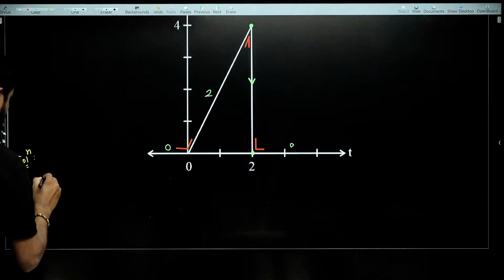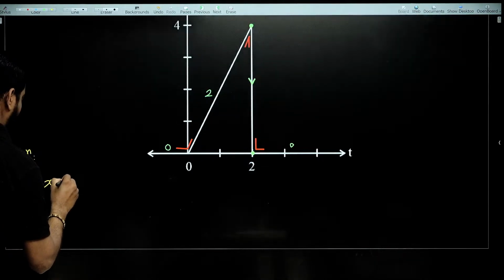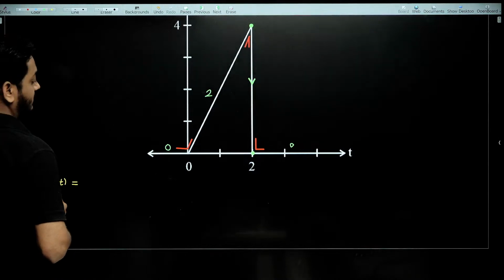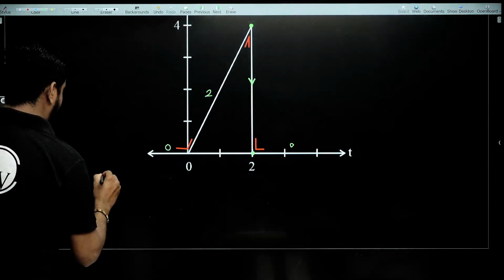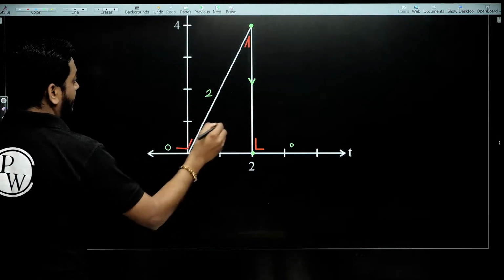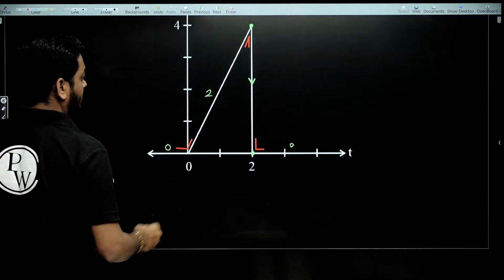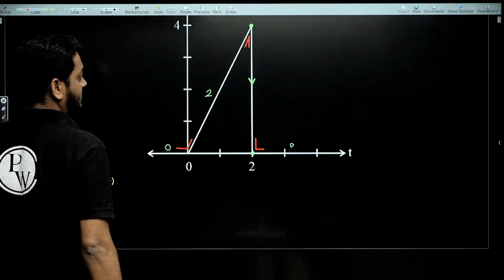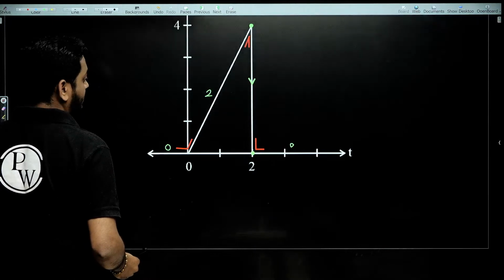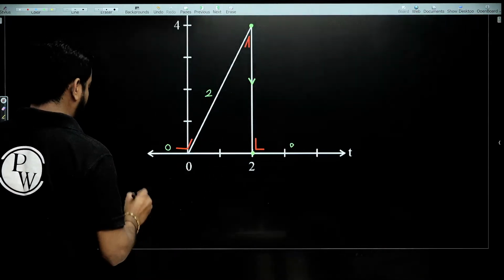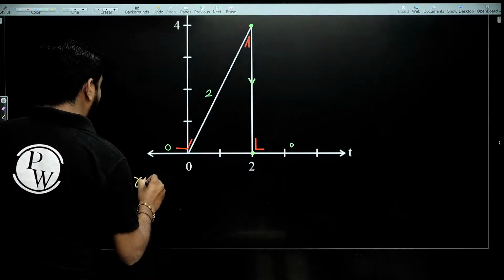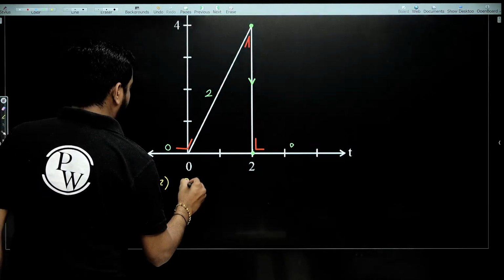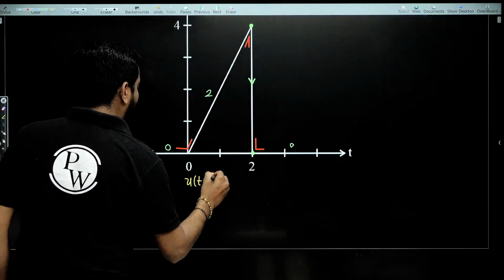Final answer. So x of t, guys, is equal to: here there is linear change and sudden change both. If you want to write the sudden change first, then no issue. If you want to write the linear change first, then also no issue. So r of t minus 2, then the sudden change, u of t minus 2.